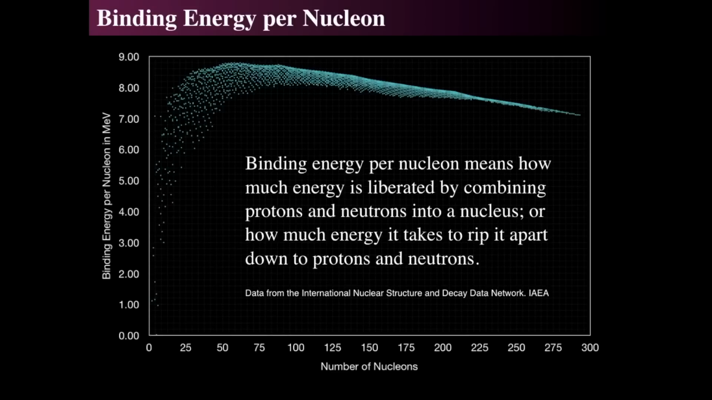So now we have a touchstone that we have to understand for what's going to happen next. What we've been talking about the entire time is how much energy is liberated by combining nuclei together. That's what we call the binding energy per nucleon.